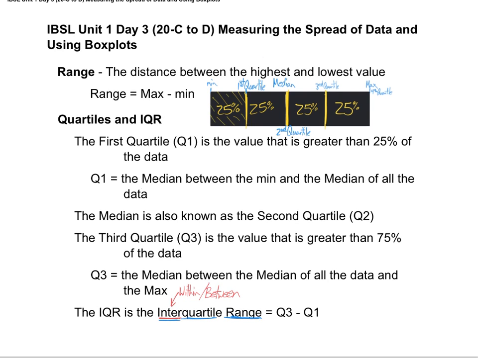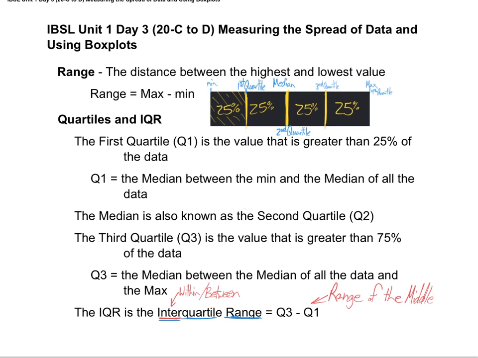We could also describe this as the range of what part of our data? The data between the first and third quartile is what part of our data? How could you describe it? It is 50%. The middle 50%.